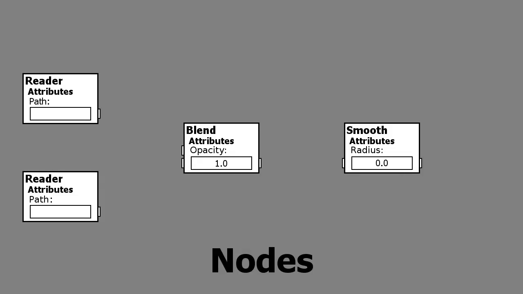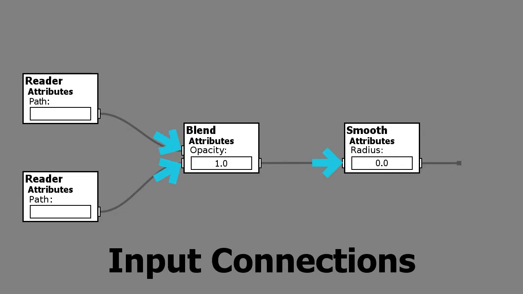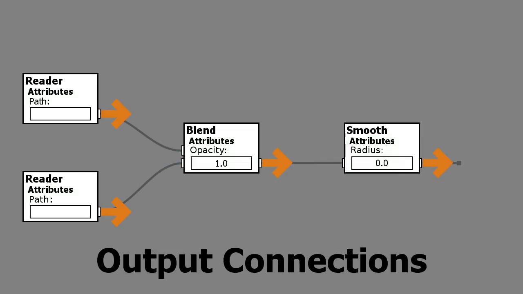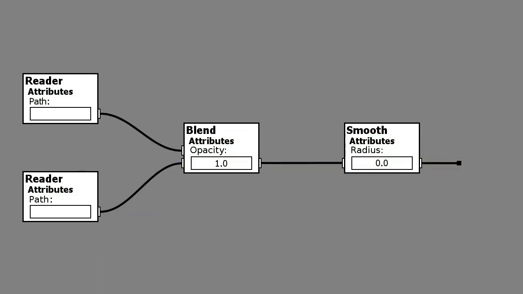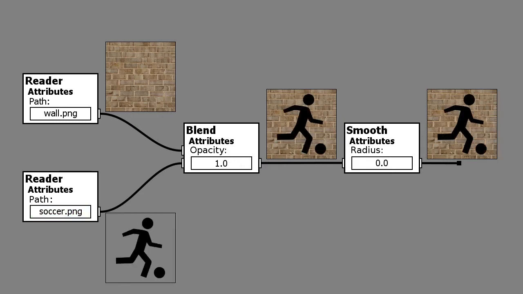A Node Graph is a set of nodes connected by links. In PixaFlux, almost all nodes are image operations. A node can have input connections, attributes, and output connections. The node graph uses the input values and the attributes to generate a new image with the operation applied, and returns it as output. For example, in this node graph, if I change the path attribute of the reader nodes, the final image is updated.